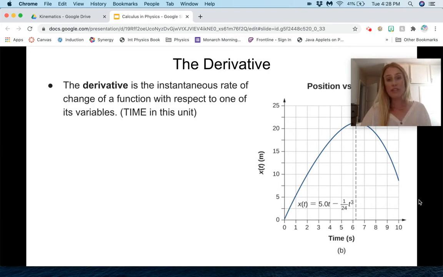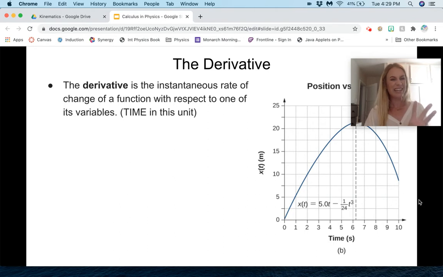So the derivative is how we do this. The derivative is the instantaneous rate of change of a function with respect to one of the variables. This unit we're going to be talking about with respect to time only. Later in the year, we will be talking about different variables and taking the derivative with respect to position instead of time. But in this case, it's going to be just with respect to time.